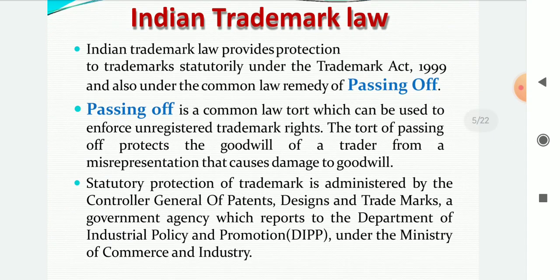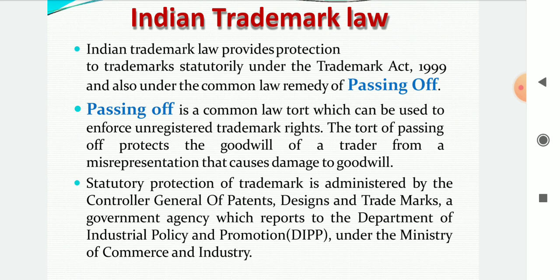The Indian trademark law provides protection to trademarks statutorily under the Trademark Act 1999 and also under the common law remedy of passing off. Passing off is the common law tort which can be used to enforce unregistered trademark rights. The tort of passing off protects the goodwill of a trader from misrepresentation that causes damage to the goodwill.